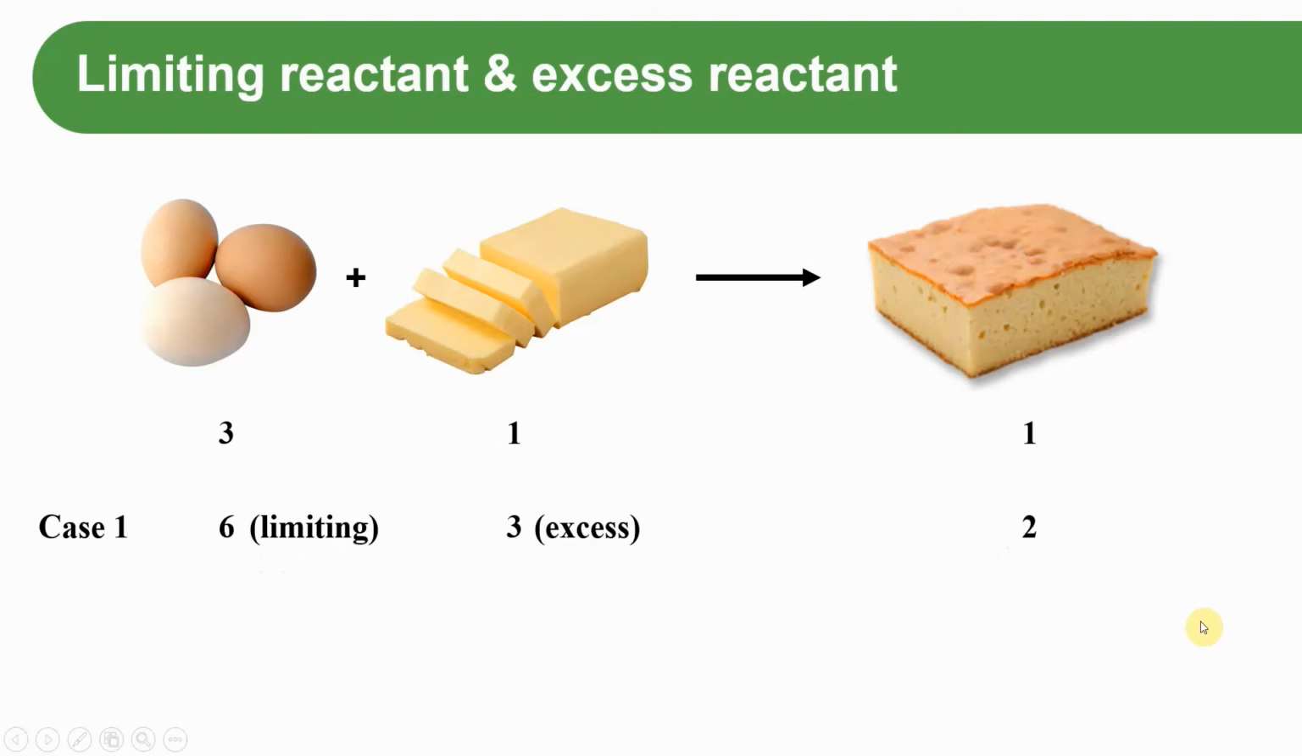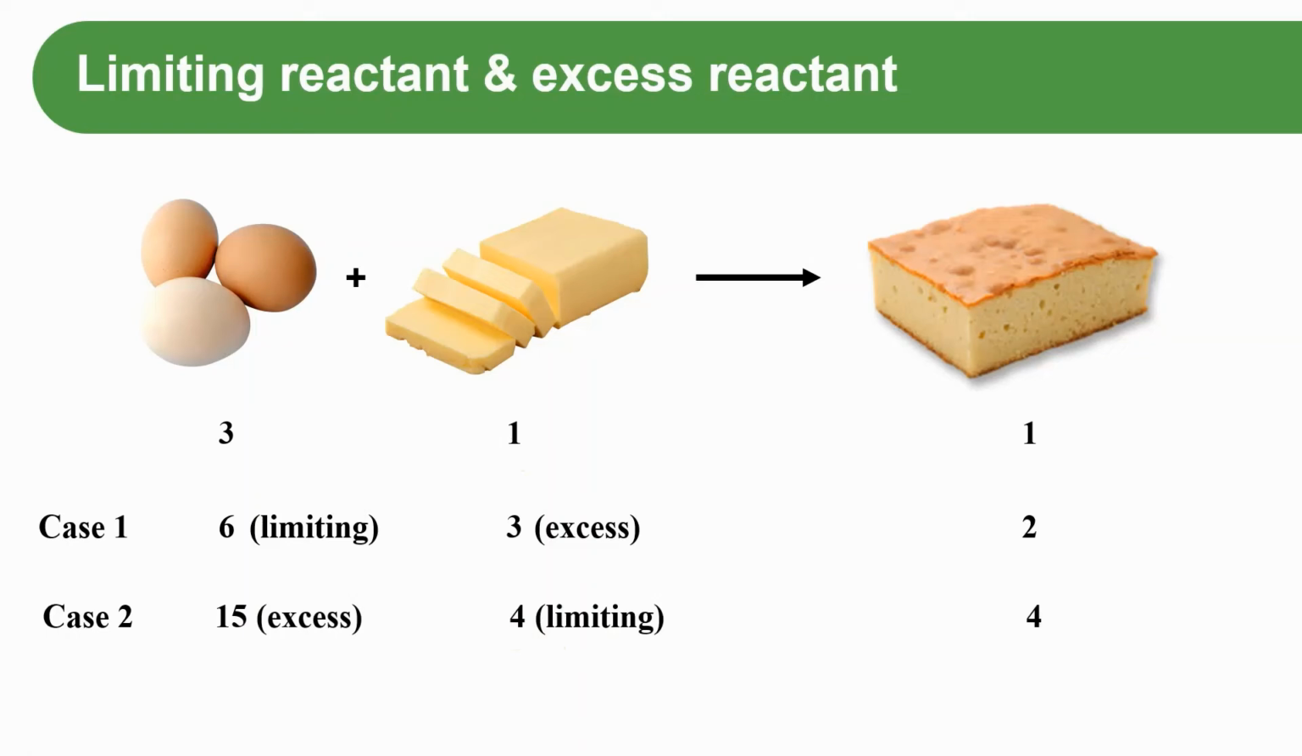Very simple. Following the second example, if let's say I have 15 eggs and 4 butter, let's work out again. For 15 eggs, I actually need 5 butter. So I do not have enough butter. So butter is the limiting reactant in this case. So we use this to determine how many cakes we can make. So the ratio is actually 1 to 1, so that's actually 4 cakes.